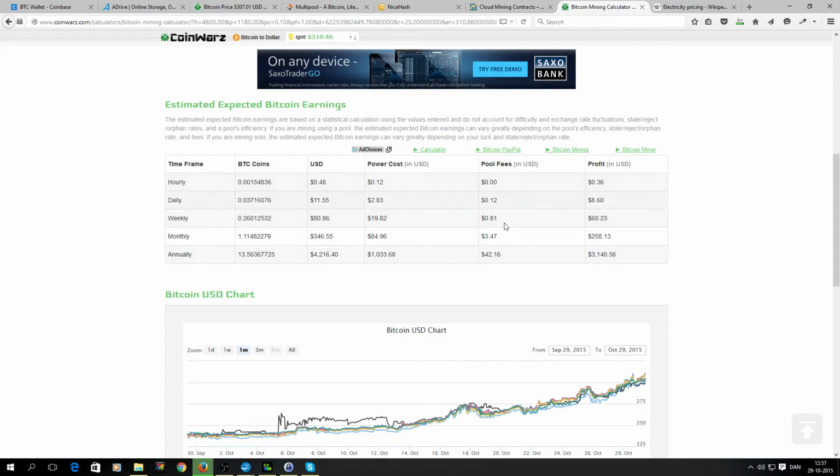Then you will see the pool fees. Again, this could be avoided if you do solo mining, but most people would mine, as we talked about, the bigger coins in pools. But it would be something around this.